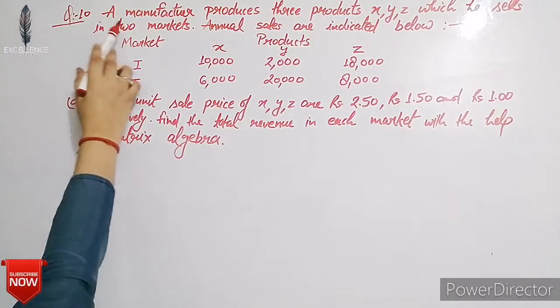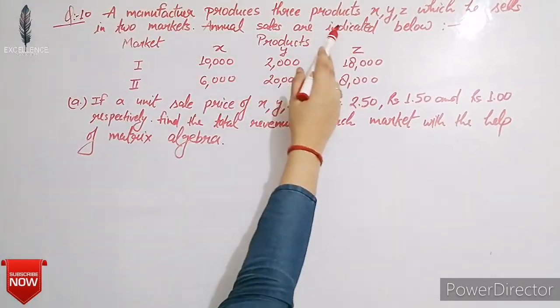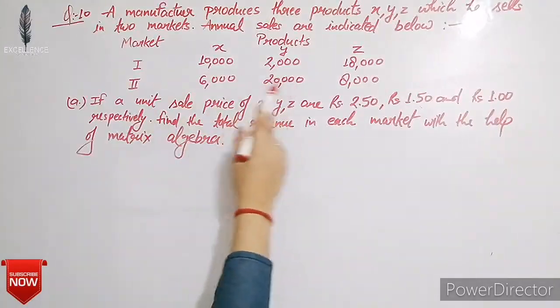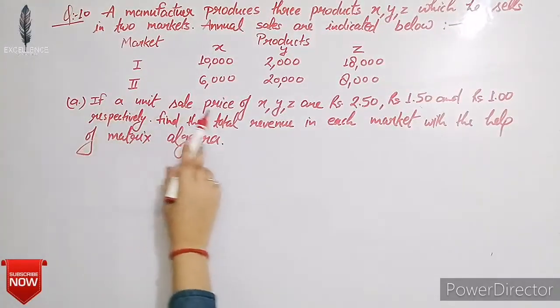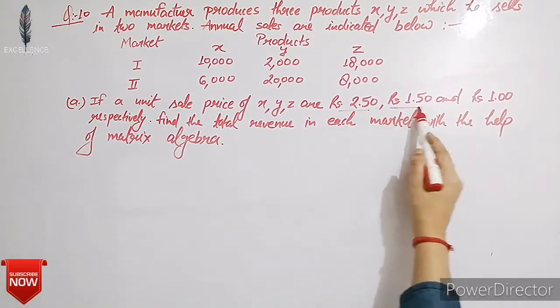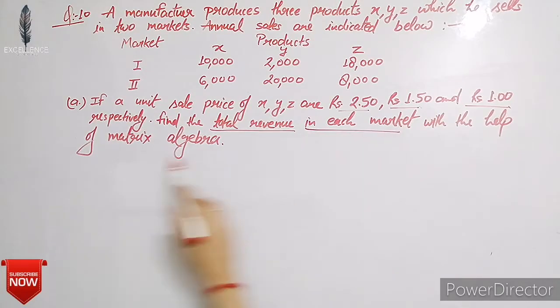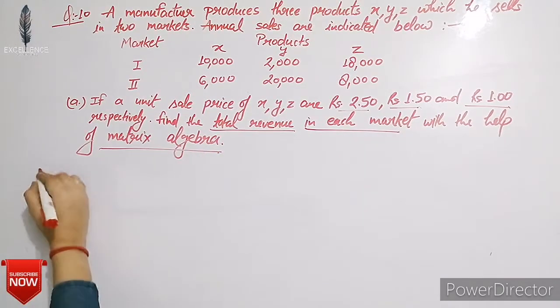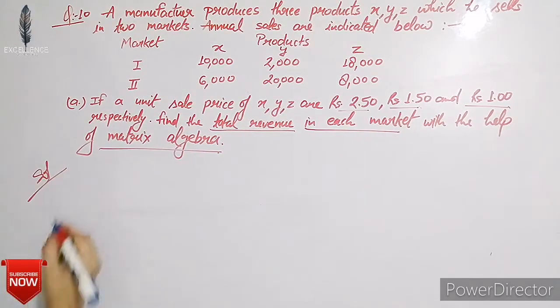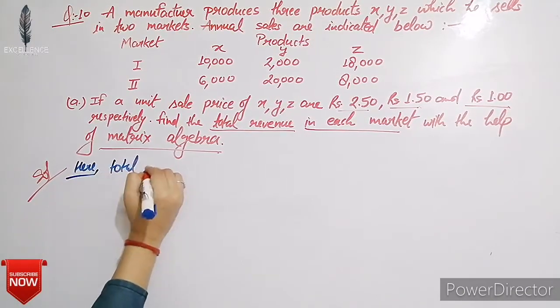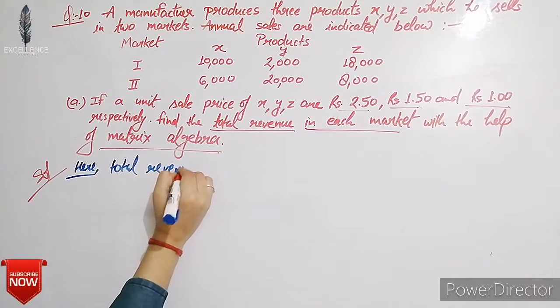Let's see question number 10. Here a manufacturer produces 3 products X, Y, Z, which he sells in 2 markets. Annual sales is given, and from the first part the different rates of these products are given, and we have to find the total revenue with the help of matrix algebra.